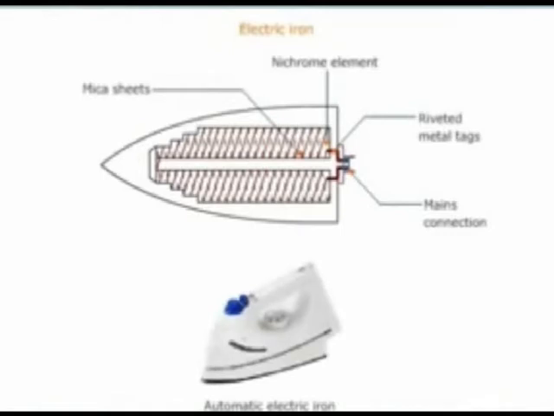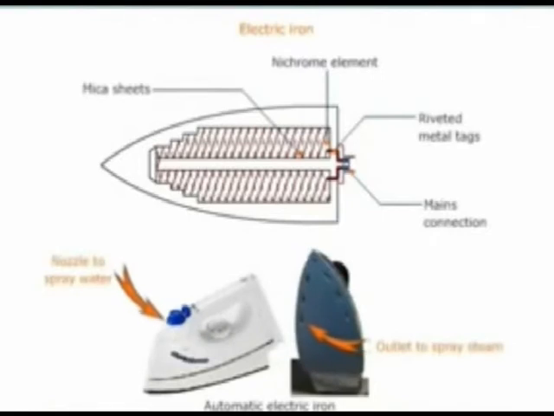Modern iron boxes have thermostats which cut off the current when the temperature of the base exceeds the chosen temperature. Some of the high-quality irons have a Teflon layer on the base. This prevents the clothes from sticking to the base and getting burnt. Some of these have facilities for storing water for spraying, either a nozzle to spray or an outlet from the base.